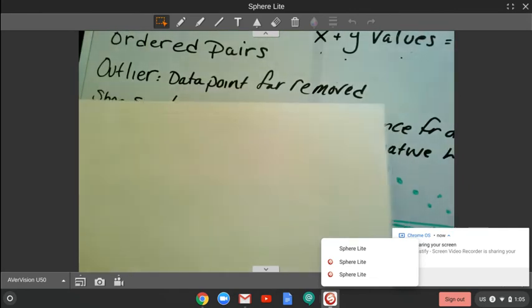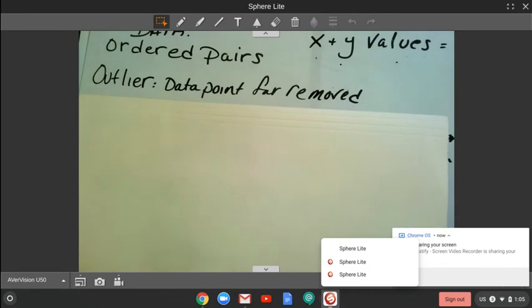You may see an outlier in your data. That's a data point that's far removed from the rest. I'll give you some examples of that.